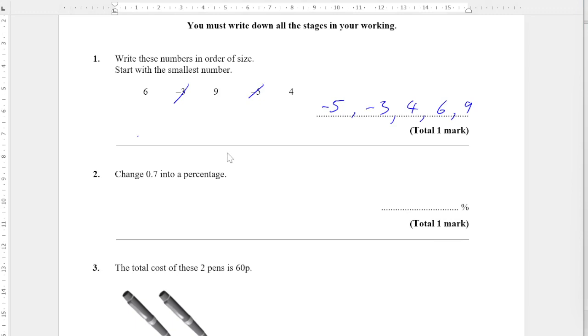Okay, question 2. Change 0.7 into a percentage. Well, that would be 70%.